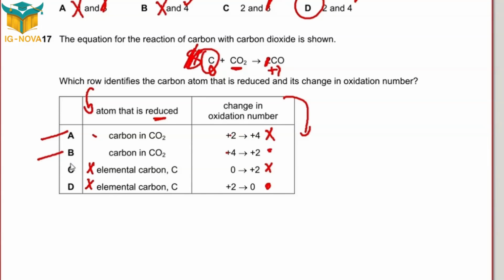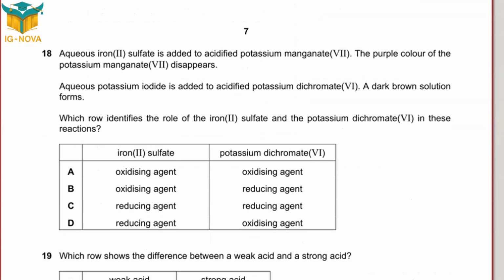Carbon dioxide has been reduced. Why? Because +4 became +2. So, I have a magic solution, a mysterious one: potassium dichromate and potassium manganate. Both of them are oxidizing agents.